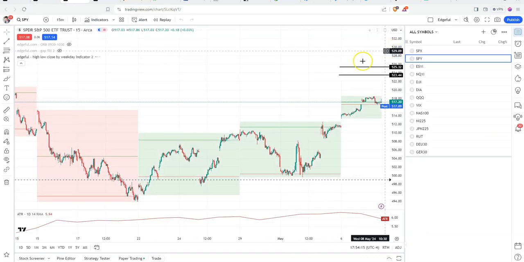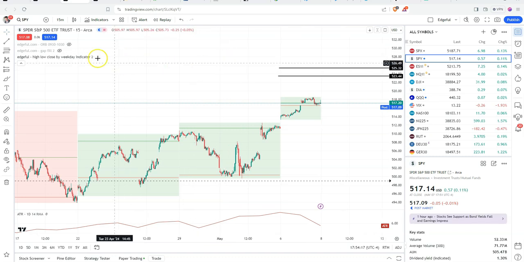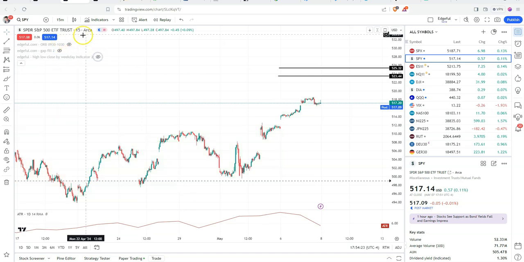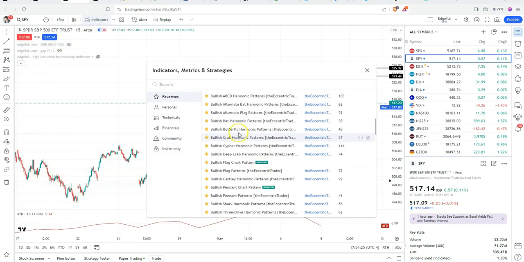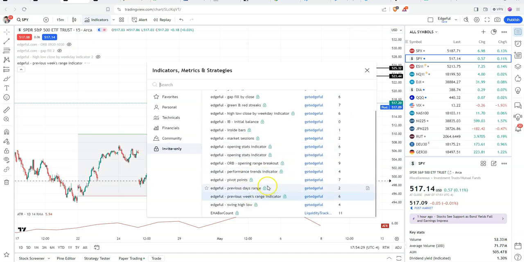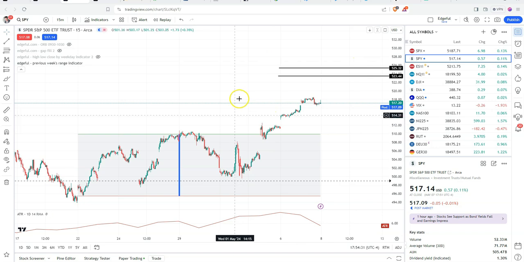updated. And if you just want to add that other one back. Yep. I just had the same thing, and now mine updated to this week. Okay, so we're going to turn this one off. Let's go into the invite only, and then the opening previous range. Wait, the previous week's range. Yep.